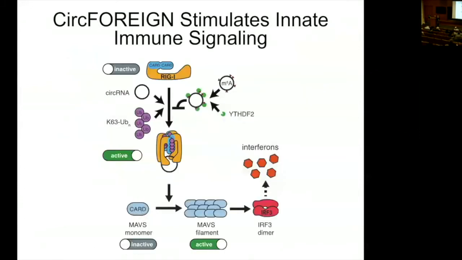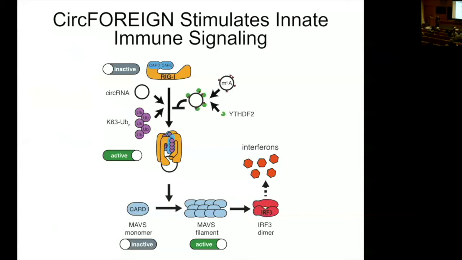And so our model right now is that RIG-I is inactive until in the presence of unmodified circular RNA joined with these polyubiquitin chains, we can activate RIG-I to trigger MAVS filamentation, IRF3 dimerization, and subsequently interferon production. However, if there is RNA modification of m6A on the circular RNA, that inhibits this process. So RIG-I may bind, but it doesn't become into this active stage in order to trigger the rest of this immune signaling.